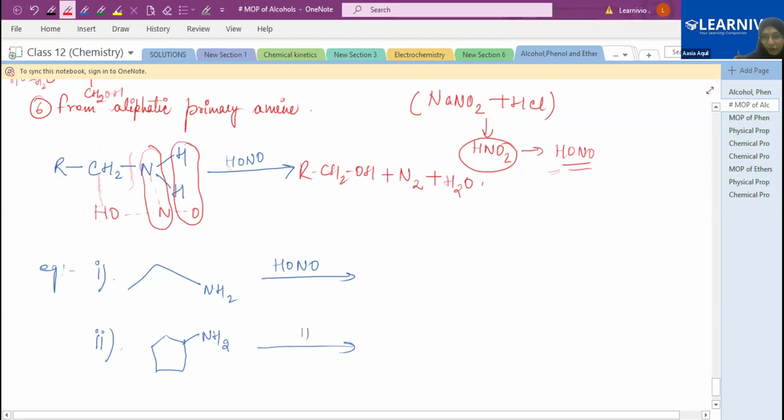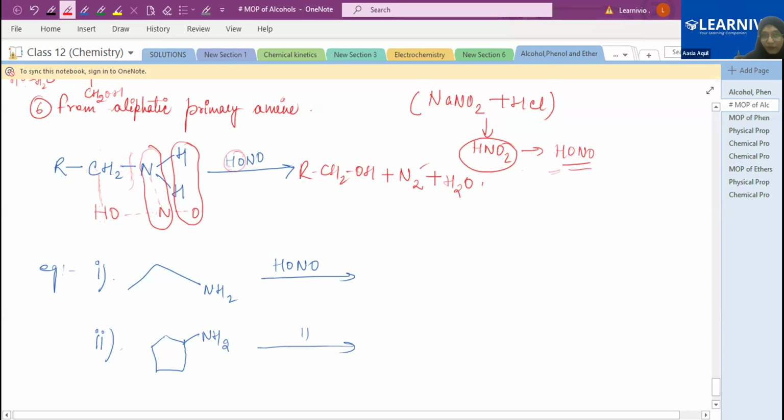So the OH group will be attached to this carbon and just break this carbon and nitrogen bond, okay? And this nitrogen and nitrogen, so OH will be combined to this carbon and this nitrogen will combine to the nitrogen. Nitrogen and nitrogen, what will these two do? They will make a bond and they will liberate as a gas, N2 gas.